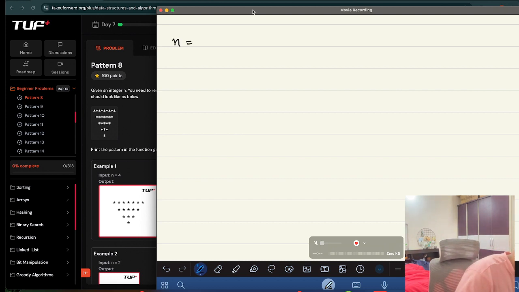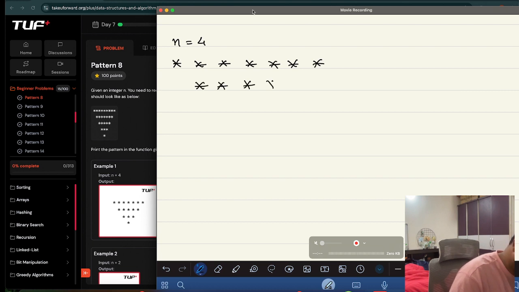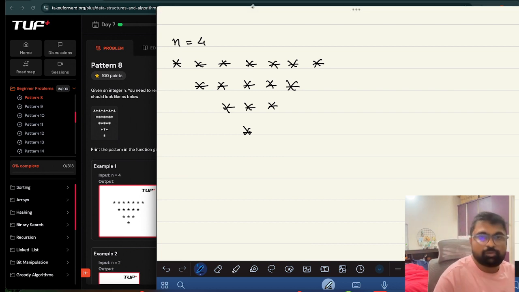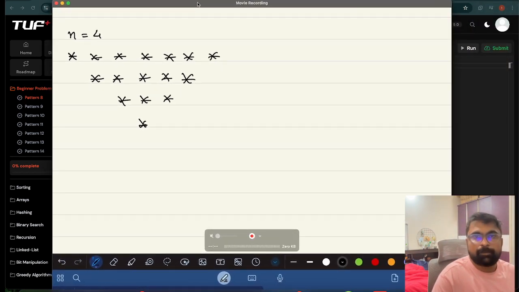Here n equal to 4 and what we want to draw is 7 lines, 4 lines as of n, 6 and 7, then 2 3 4 5, then again 3 and at last 1. Okay, so this is the pattern that we want to draw here, and let's try to understand the pseudocode for this.